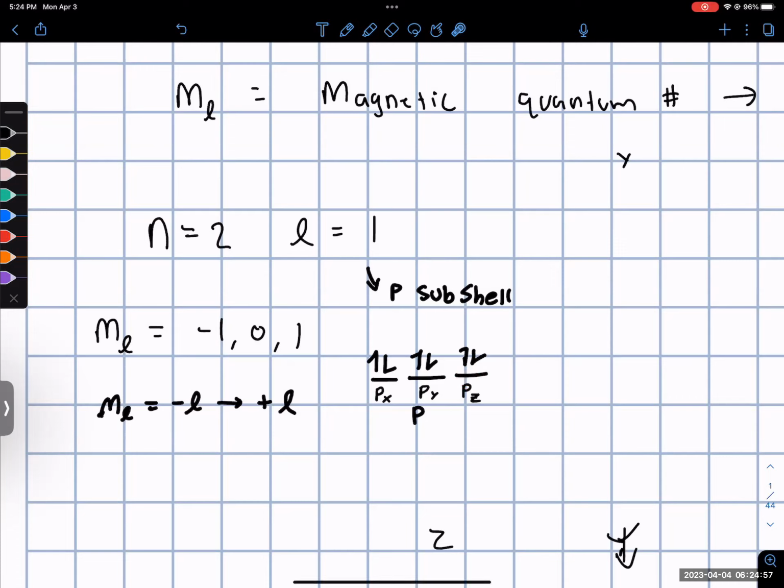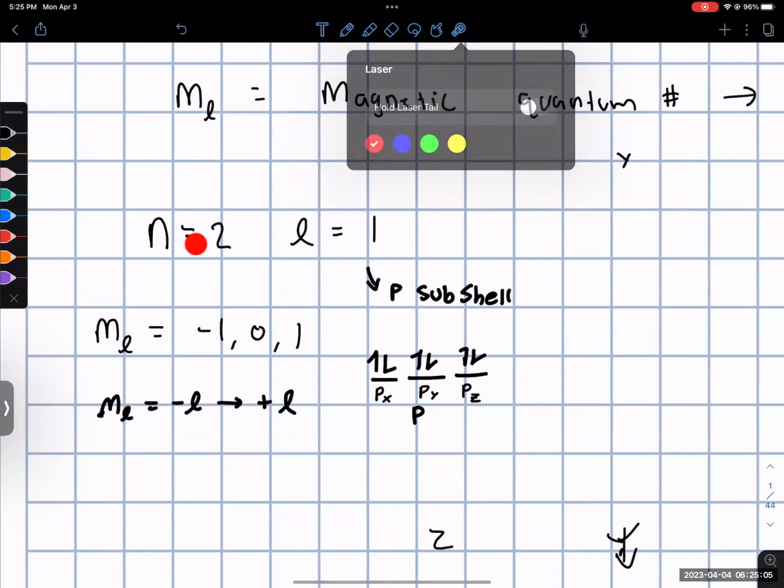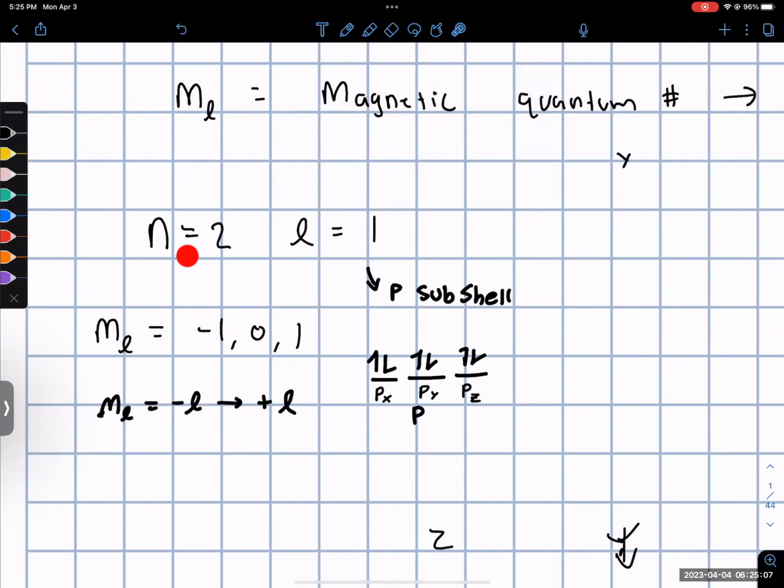So again, as we go down the list of our quantum numbers, we're getting more and more specific. We started off with n equals 2, which says our electron resides on the second energy level. And within the second energy level, we said l is equal to 1, which means our electron occupies the p subshell. That's even more specific. And we said, well, within that p subshell, we have 3 orbitals.